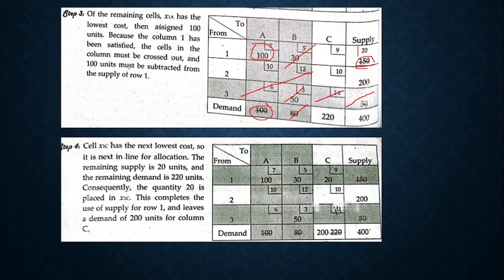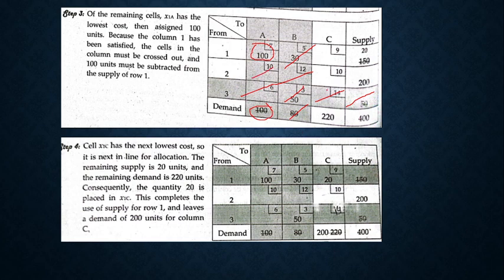'Di ba? So, because the column 1 has been satisfied, the cells in the column must be crossed out. So, wait lang ha. 120, yung demand ni company A is 100, di ba? So, 120, meron siyang supply na 120 minus 100. Okay? So, 20 na lang yung remaining. So, that is why 20 na lang yung natira dito. So, 100 na dito. So, cross out natin yung company A. Yan, cross out natin yan.